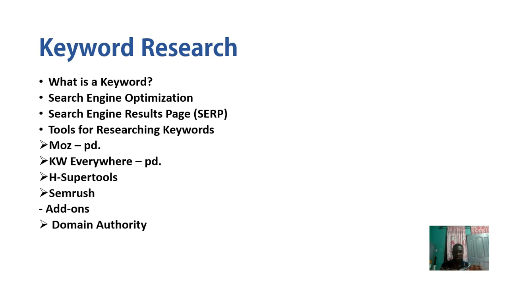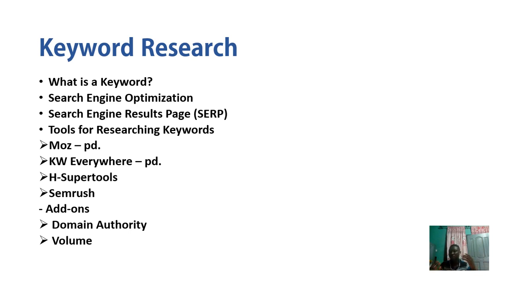And then the add-ons are what we call domain authority and the volume. I've mentioned volume. Domain authority will also determine how your page will rank on the first page of Google. It is the authority of your domain, of your website, to appear on the first page. This is ranked from 1 to 100%.